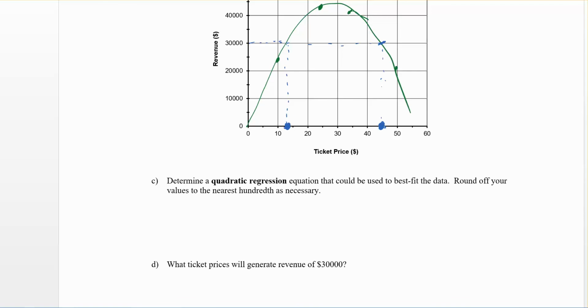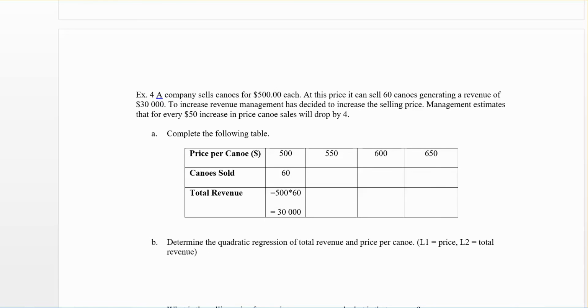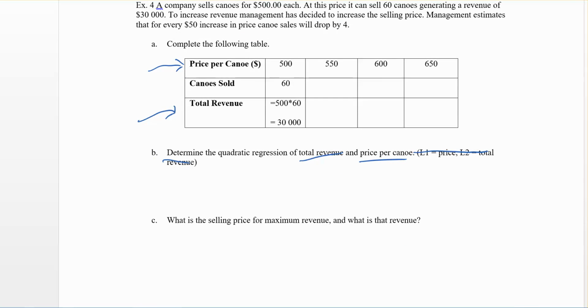I'm going to let you guys go ahead and do the next question. It's really similar. You need to determine the quadratic regression of total revenue and price per canoe. So these are the things going into your different columns in your graph. Ignore this L1 price, L2 total revenue. That comes from the TI-83. That's just the older way of doing it. Since you guys have TI-Nspires, that doesn't apply. And then see if you can answer C from the graph that you'll end up making.